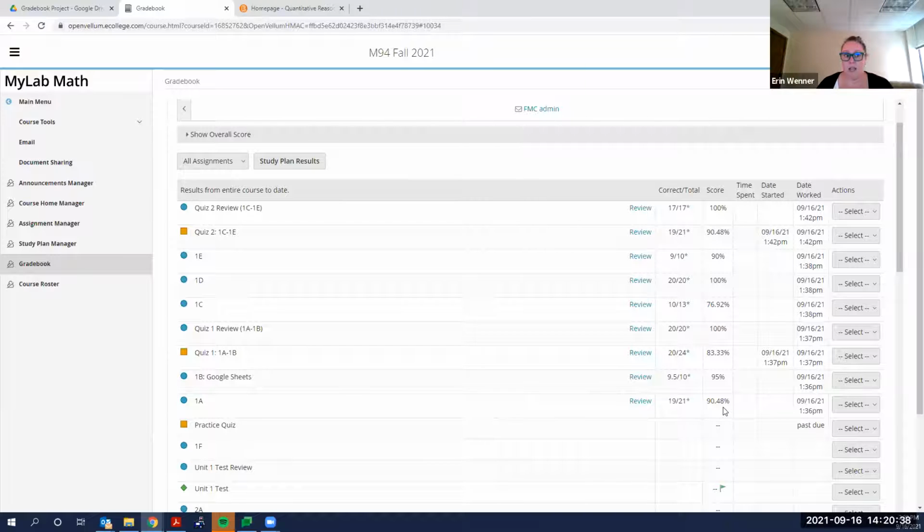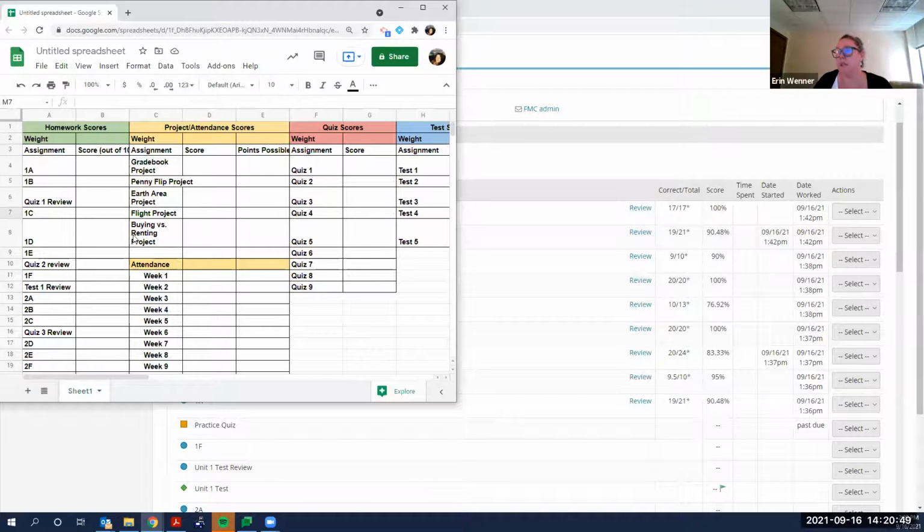So for this, I'm going to put a 9.05. And I'm going to go over to my layout. See if I can get this to split my screen. Okay, can you see both of them there? Yes, okay. So again, for 1A, I got a 90.48. So right here, I'm going to put a 9.05.